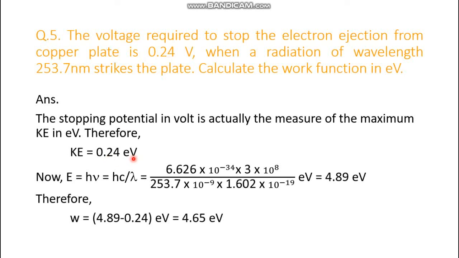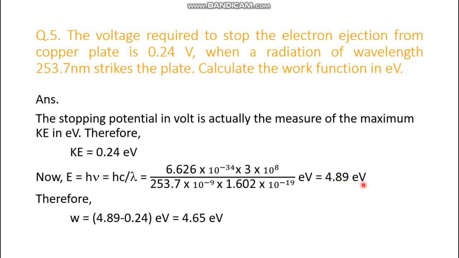Now what is the energy of the light? Now it is h nu, that means hc by lambda, and in place of h, the Planck's constant, you are putting the value in SI unit, the light's velocity in SI unit, and in place of 253.7 nanometer you have to multiply with 10 to the minus 9 in order to convert this into meter from nanometer. Finally the overall result would be divided by 1.602 into 10 to the minus 19 in order to convert from joule to electron volt, and the final result is 4.89 electron volt.